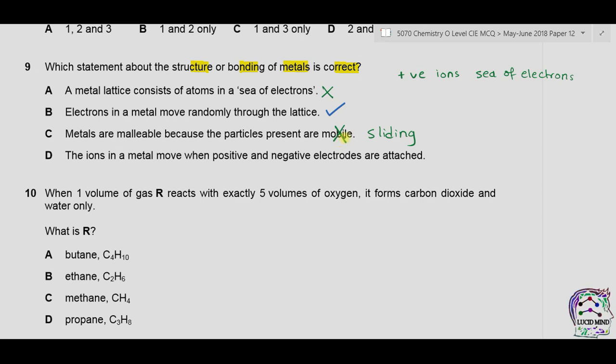When enough force is applied, the same sized ions slide over each other, due to which metals become malleable. Part D, the ions in a metal move when positive and negative electrodes are attached. Now conduction of current is due to the presence of free electrons. It is not due to the movement of ions. Only electrons move when positive and negative electrodes are attached, so therefore this statement is incorrect. Correct answer is therefore B.